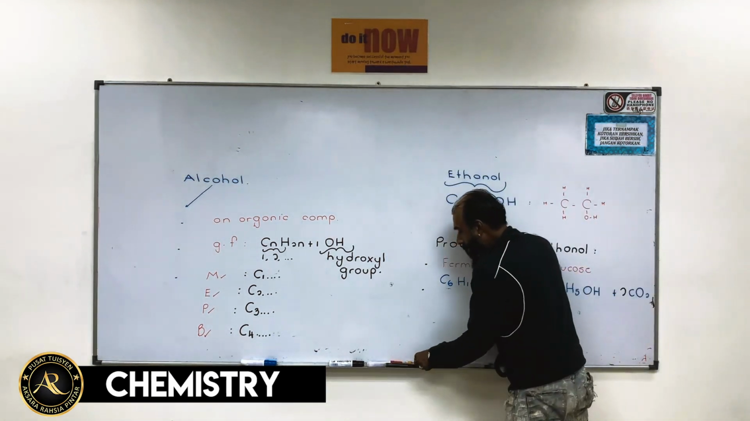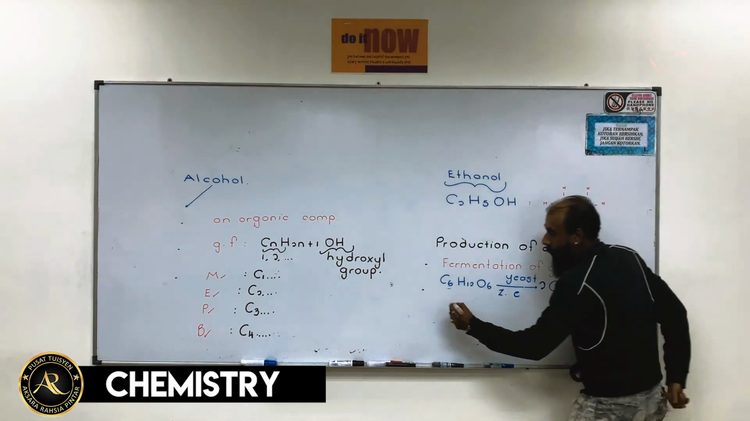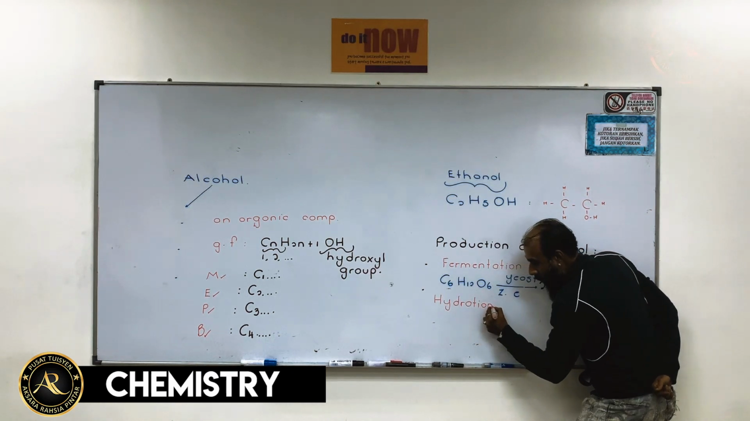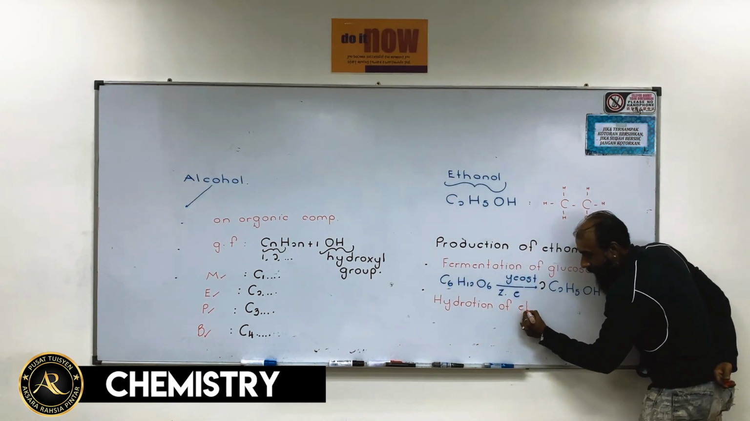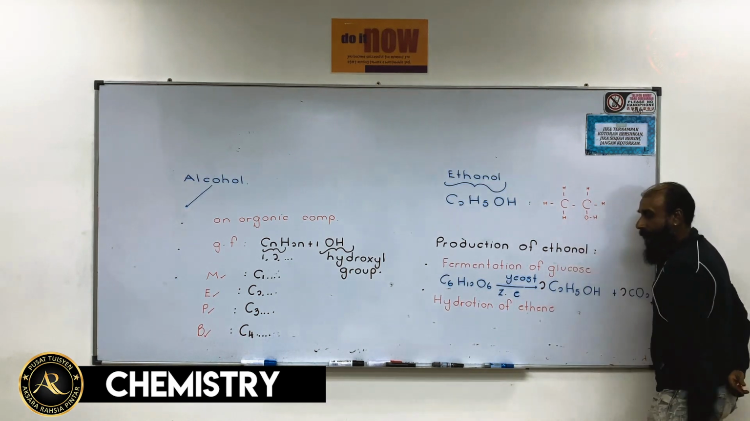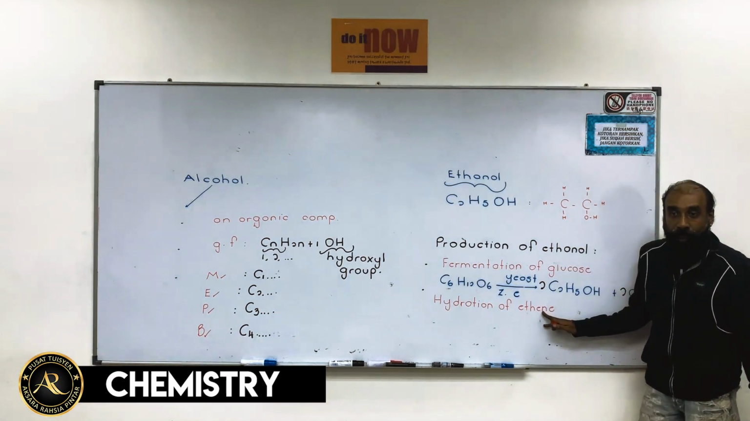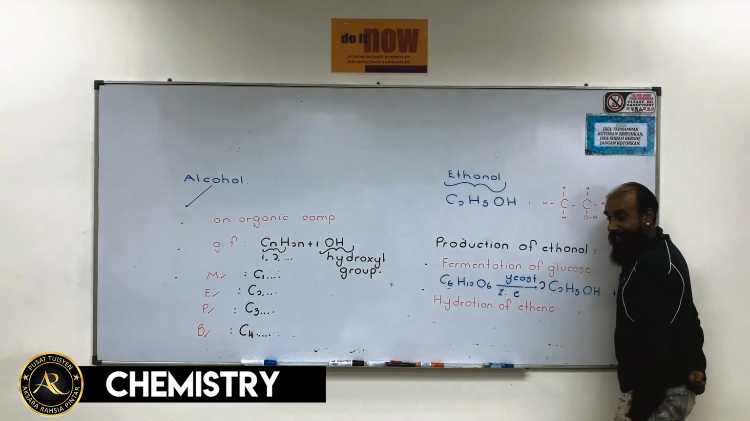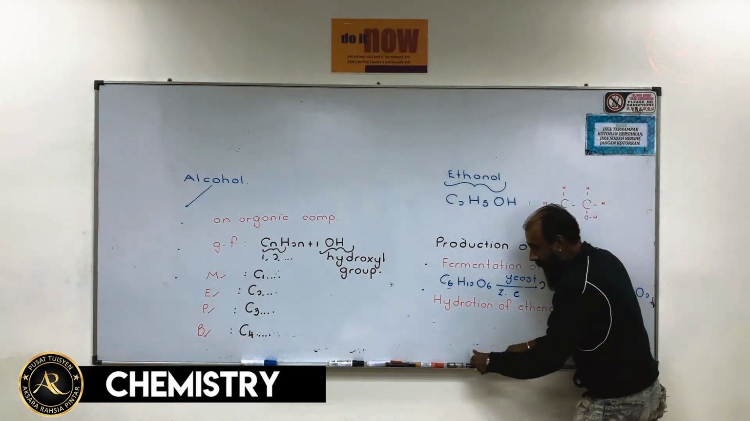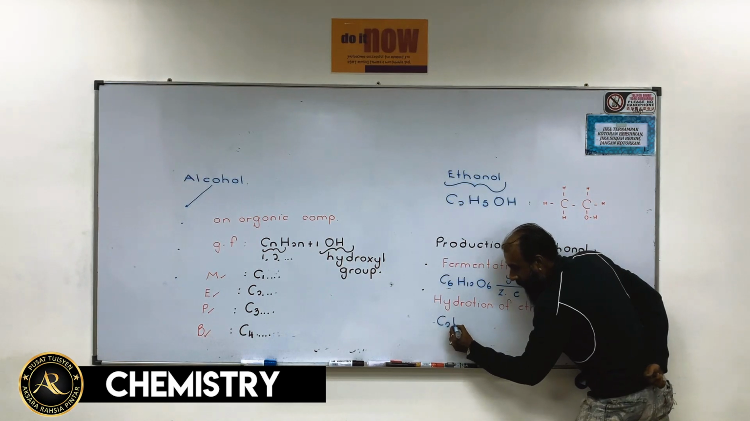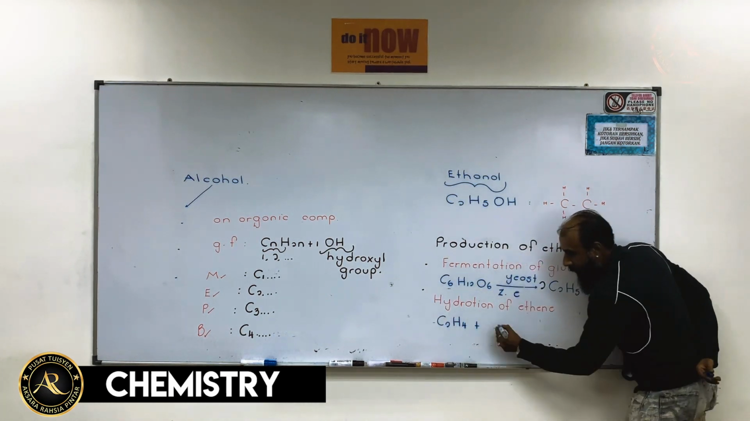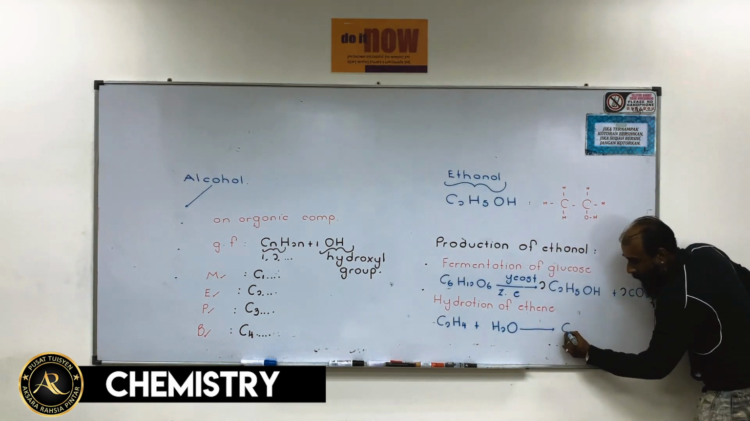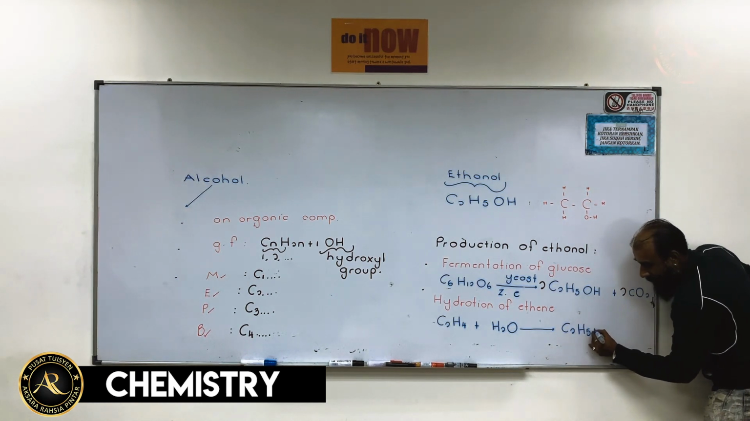Now, what is the second way to produce ethanol? We can do it by hydration of ethene. Remember, students, I've explained this when I was teaching you about alkene. Hydration of ethene: ethene added with hot water, the product will be ethanol.